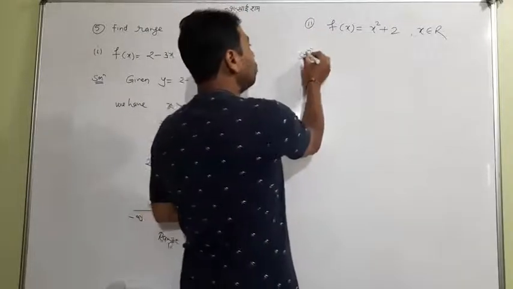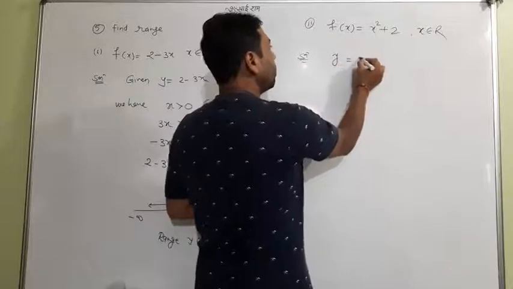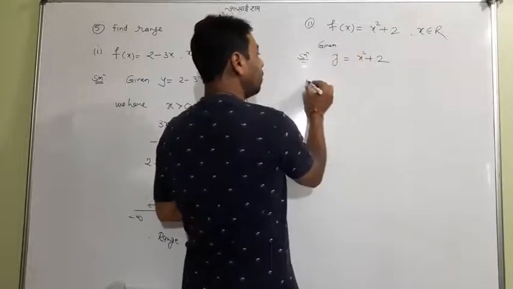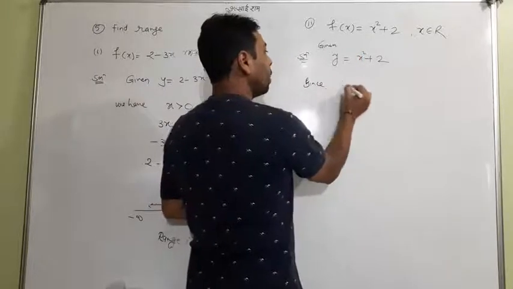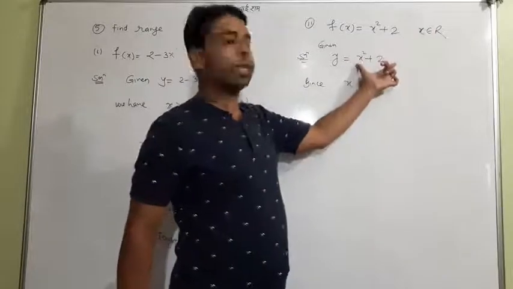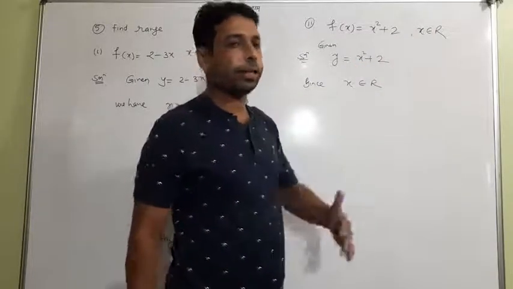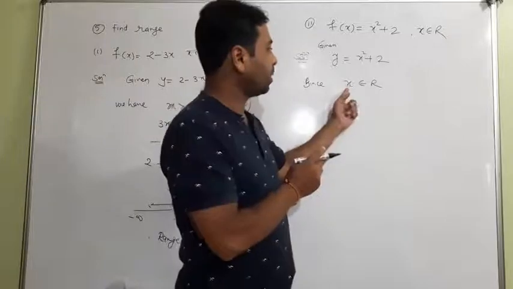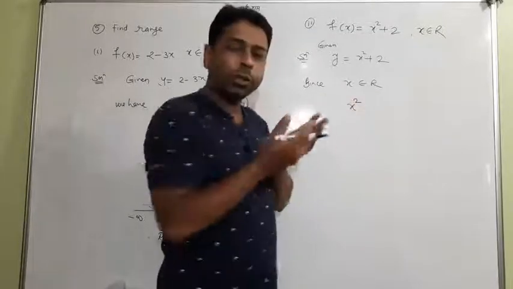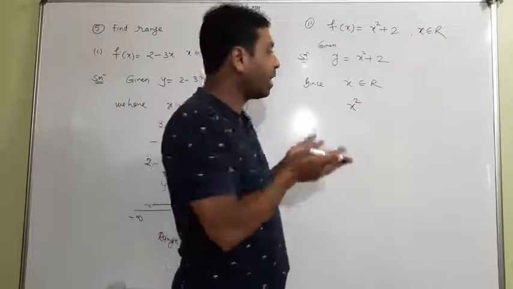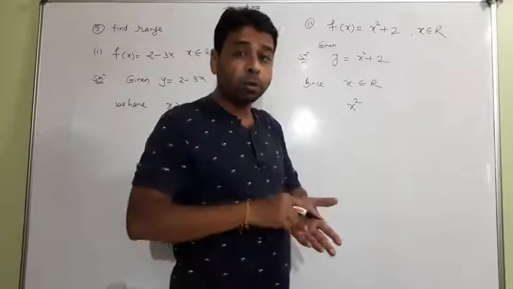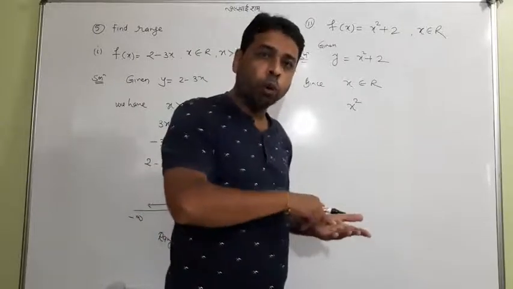Okay, now what to do? This is y equals x square plus 2, which is the given function. Since we have x belongs to R, I would try to create this. So how do I create it? First I simply ask you, what is x? X is a real number. So what is x square? One should be clear that x square is never negative. It may be 0. It is always positive.